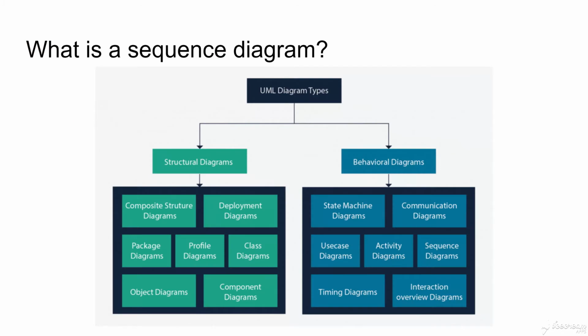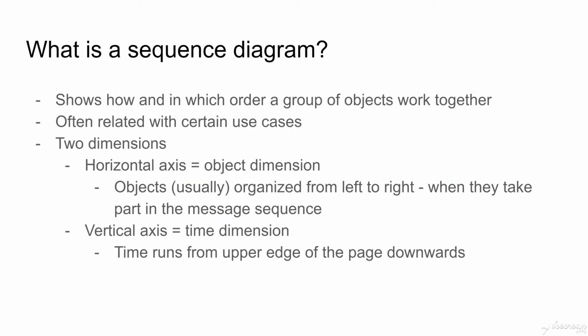Let's again start by seeing where they are in the UML hierarchy. We can find them under behavioral diagrams, just like the use case diagrams we saw last week. Sequence diagrams are used to show how and in which order different objects work together. Often a diagram is related with one certain use case.